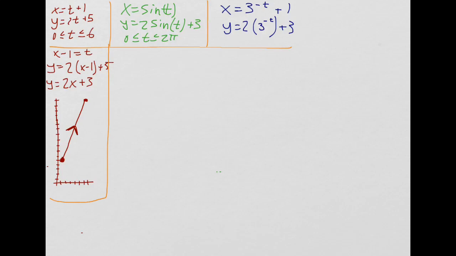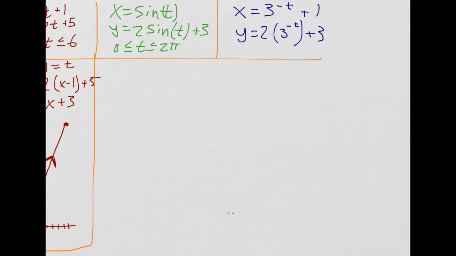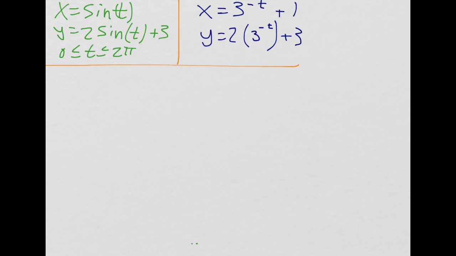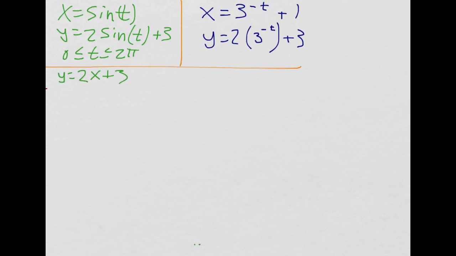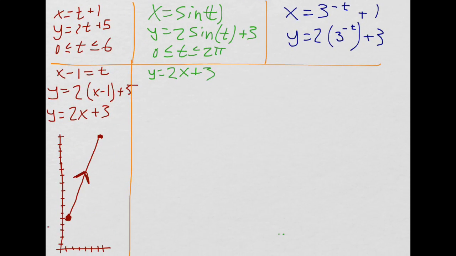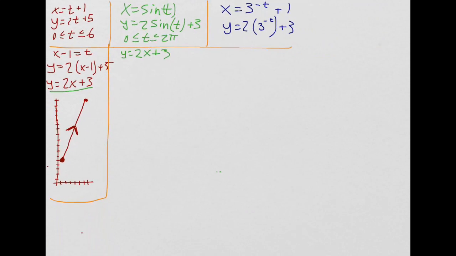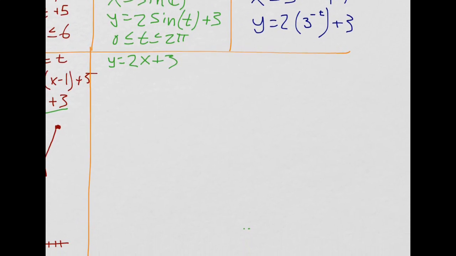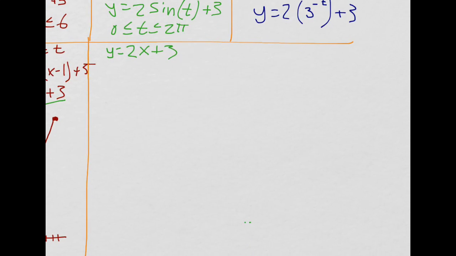Alright, now let's look at this second scenario, the green set of equations. And let's do the same thing real quick. Let's just go ahead and substitute in. So notice that x equals sine t, and we have a sine t in our y equation. So substitute that in, we'll get y equals 2x plus 3. So note, so far, it's the same equation that we just did. But this is going to behave a little differently.